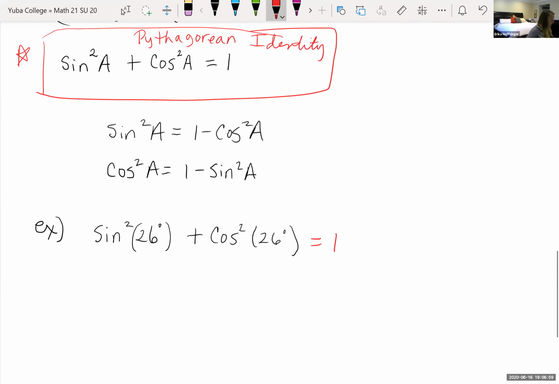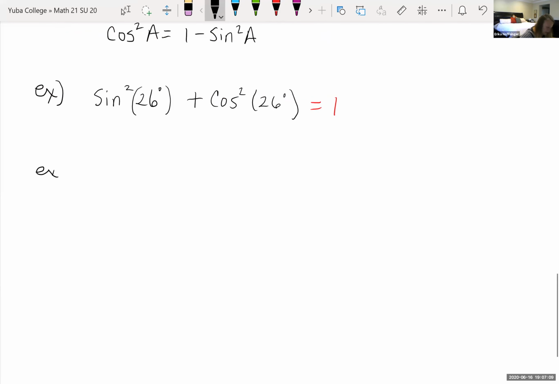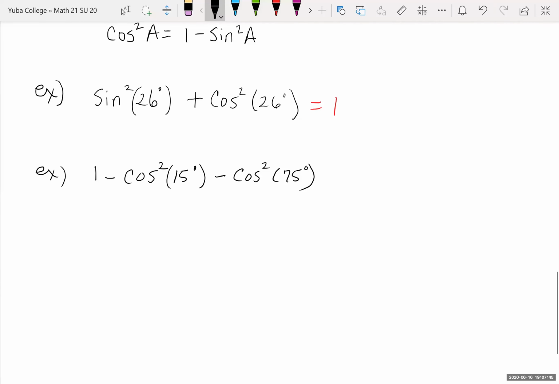Okay, what about, here we go. So using one of the identities we just did, if we had 1 minus cosine squared of 15 degrees minus cosine squared of 75 degrees. So what are we going to get?